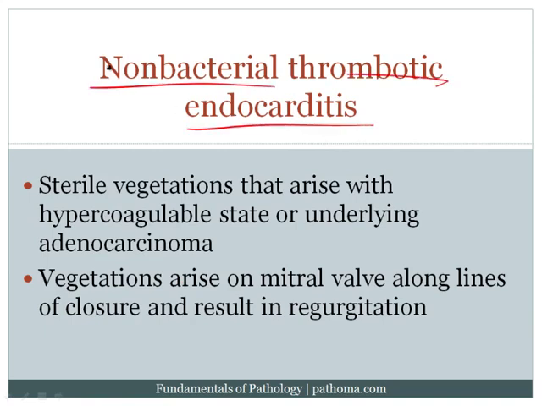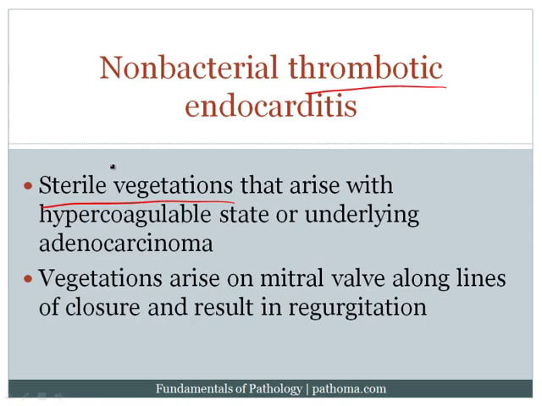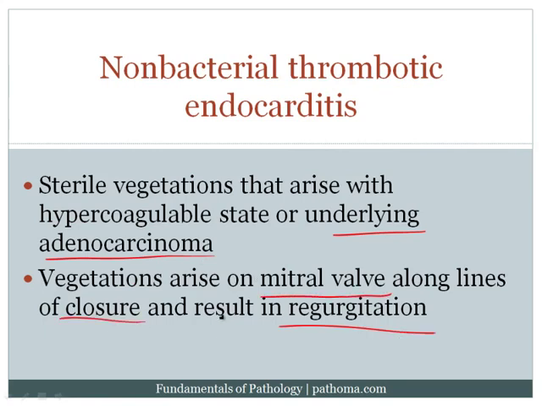Another type of endocarditis is called non-bacterial thrombotic endocarditis. The name tells you a lot. It's not due to bacteria. Instead, you get thrombotic vegetations on the cardiac valves. These are sterile vegetations. They generally are associated with a hypercoagulable state or an underlying adenocarcinoma in the patient. These vegetations usually arise on the mitral valve, along the lines of closure, and they'll result in regurgitation.